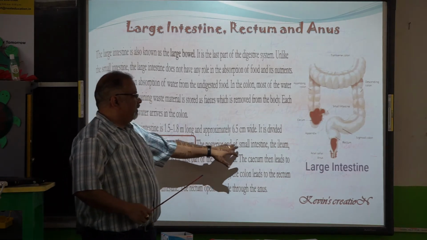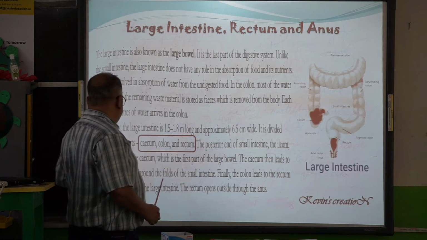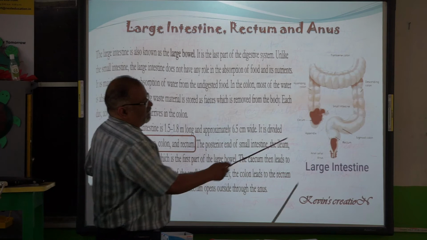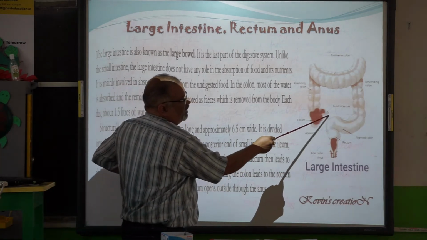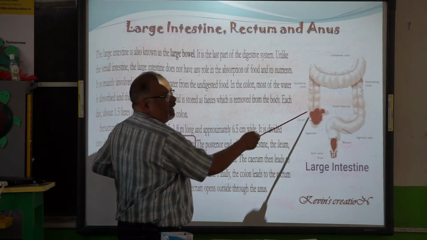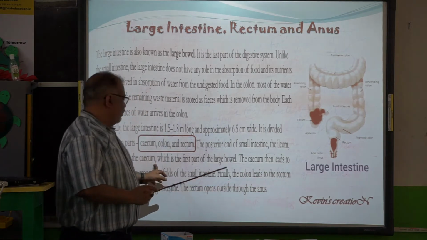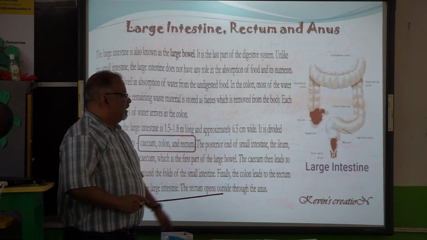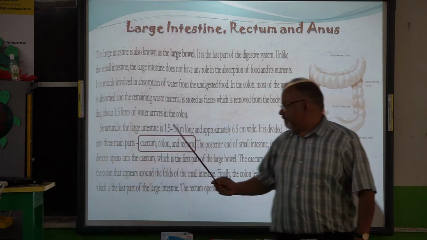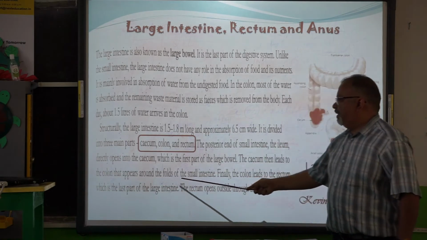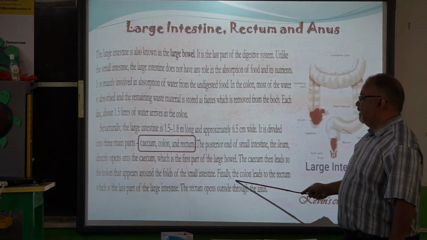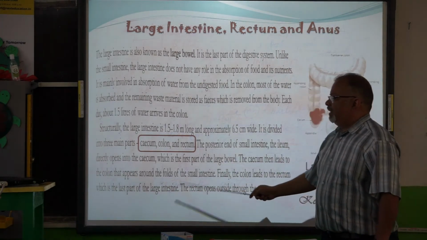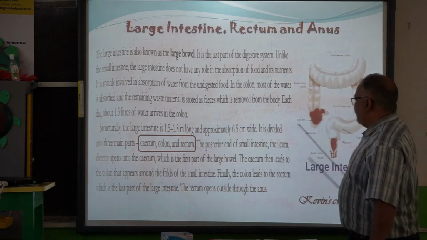The posterior end of the small intestine, the ileum, directly opens into the cecum. As I told you, this is the portion of the small intestine which joins the large intestine or leads to large intestine, which is the first part of the large bowel. The cecum then leads to the colon that appears around the folds of the small intestine. Finally, the colon leads to the rectum, which is the last part of the large intestine.